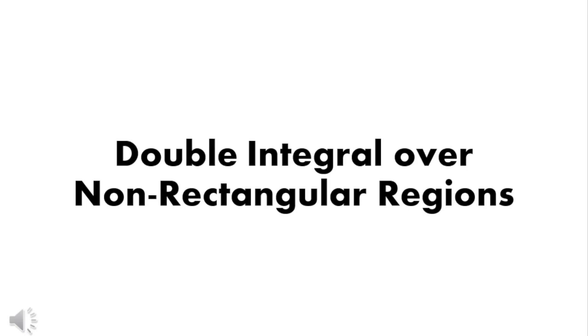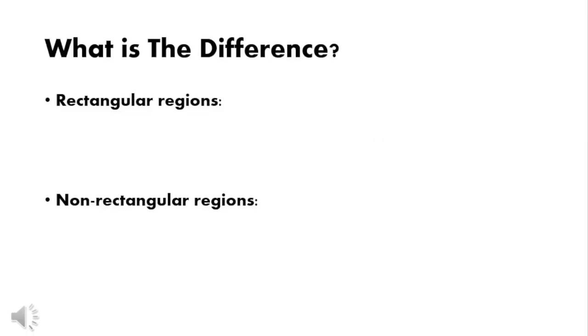So the next section is double integral over non-rectangular regions. For this section, you have learned the basics from the previous section, which is double integral over rectangular regions. So what makes it different? For rectangular regions, the range here at the upside is a real number, but for non-rectangular regions, it could be a function that represents the range. Let's move on to example number 1.